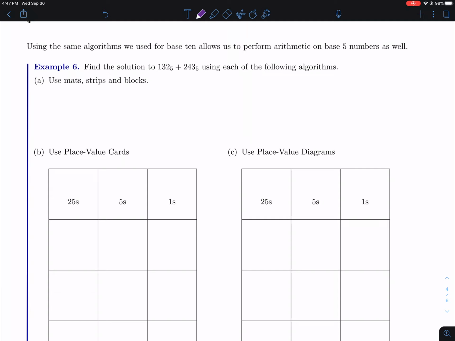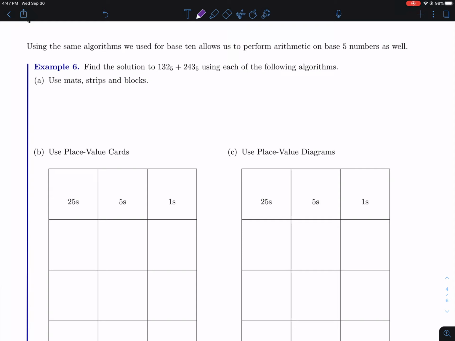So in this case, the only difference, at least for the mats and the strips and all that kind of stuff, is that our old strip would have consisted of a long, straight line with 10 blocks in it, our mat would have been a 10 by 10 block, and our cube would have been a 10 by 10 by 10 cube. In this case, everything's going to be base 5. So our strip would be 5 blocks put together, our mat would be a 5 by 5 mat, and a cube would be a 5 by 5 by 5 cube.